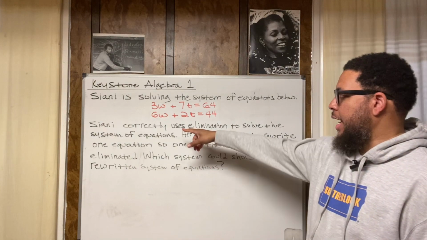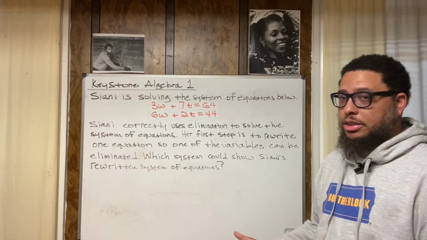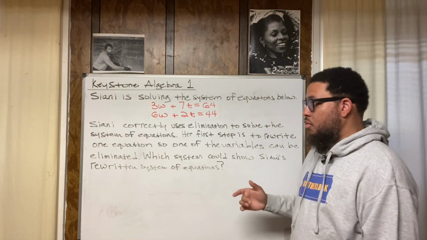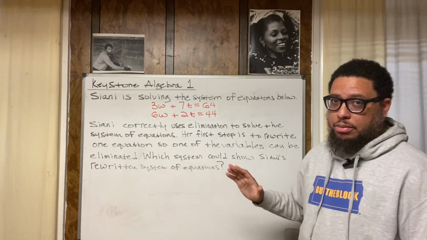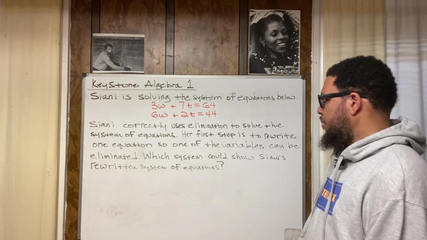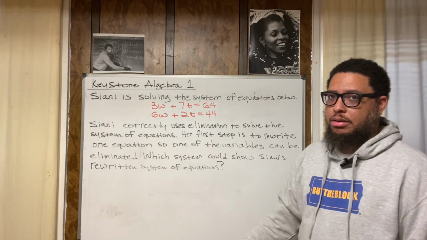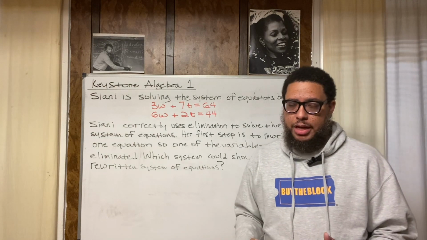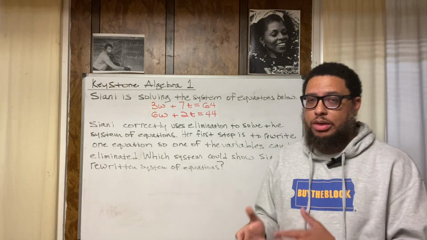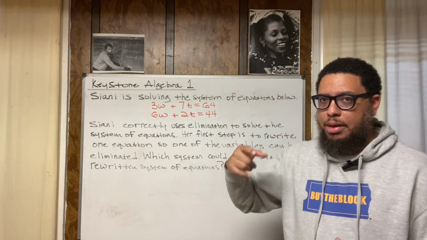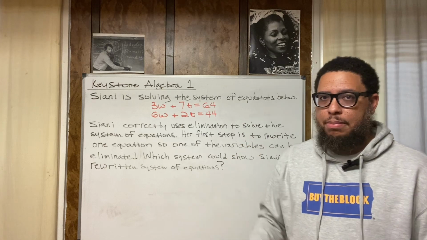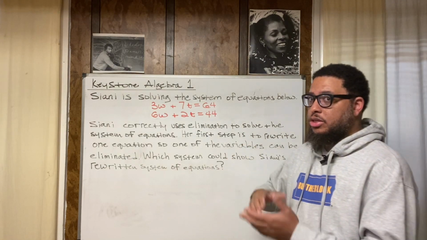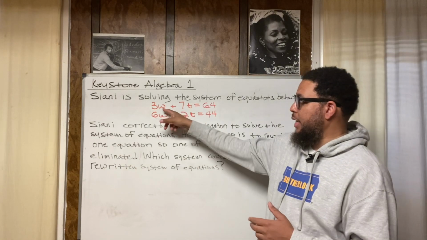All right. Siani correctly uses elimination to solve the system of equations, meaning figure out what the numerical values of W and T are. Her first step is to rewrite one equation, one of them, not both of them, so one of the variables can be eliminated. We call it the elimination method. Everything in math has a name for a reason. If you know the name of it and why it's called that, then that'll help you to remember what steps you need to take in order to use that method. So this is called the elimination method because you're going to eliminate one of the variables. And then that's going to leave you with just what? One variable. Because right now we got 2 different variables.